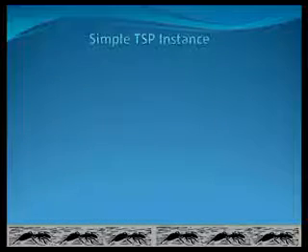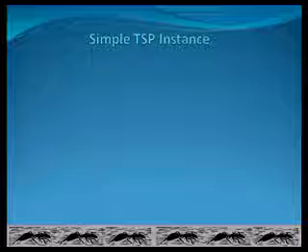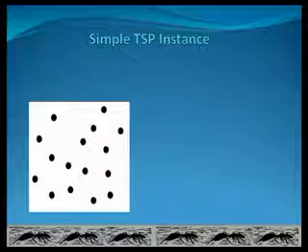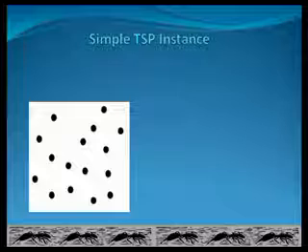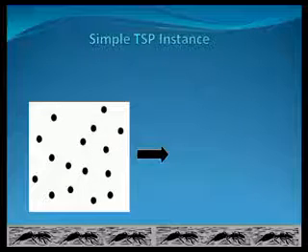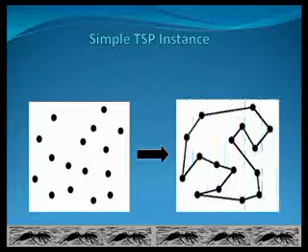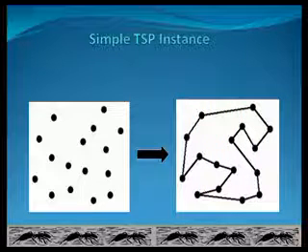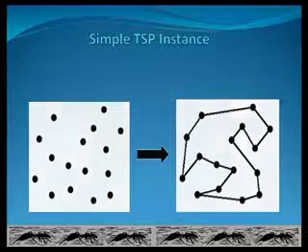This is a simple TSP instance. Here we have some points to connect. We can connect those points in several ways. But the best solution is connecting them in a way that we get the optimal tour, as we mentioned before.